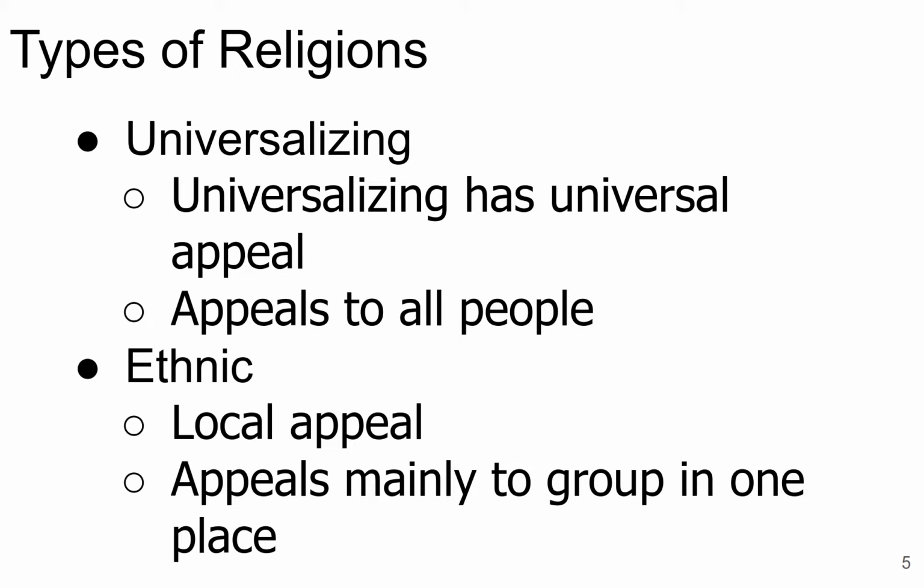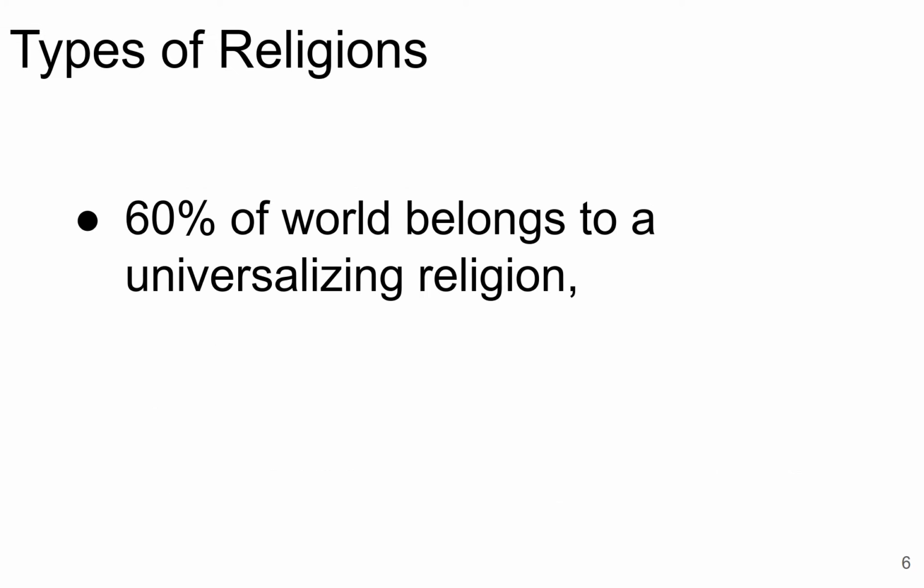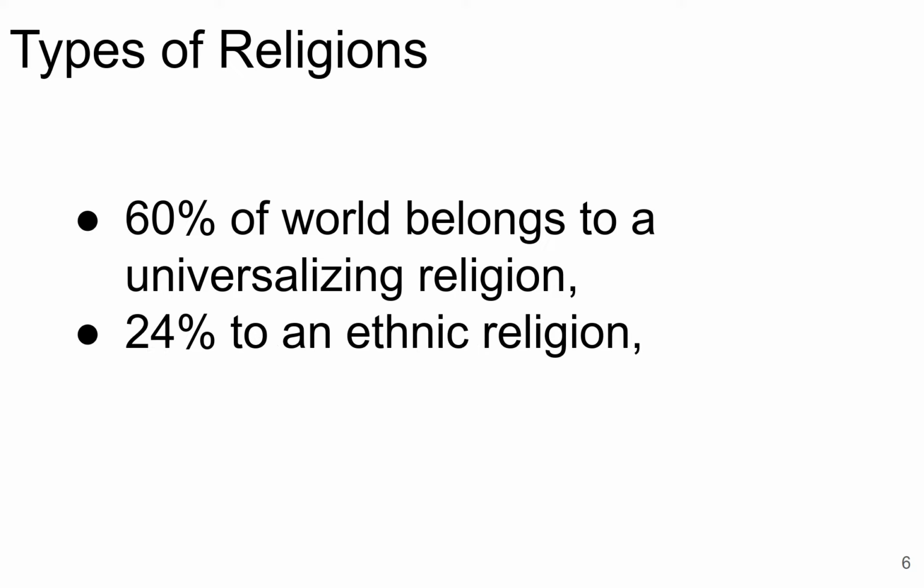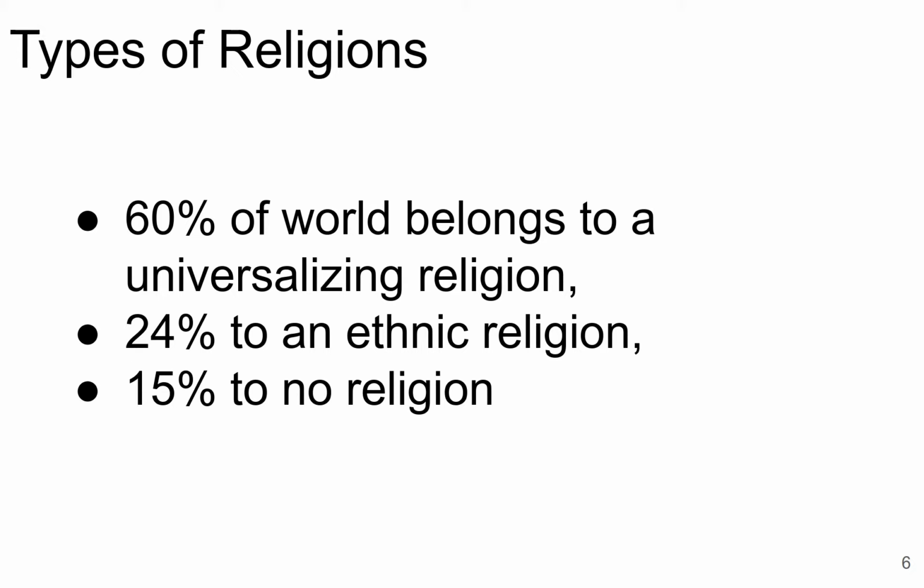However, Hinduism is classified as an ethnic religion, and that has over 1 billion followers. So they don't have to be small. I was going to say Hinduism is like the Chinese language of religions in that Mandarin is spoken by almost 1 billion people, but almost all of them are in China. Hinduism has 1 billion Hindus, but they're almost all in India. Most of the world belongs to a universalizing religion. 24% belong to an ethnic or local religion, and 15% don't belong to any religion.